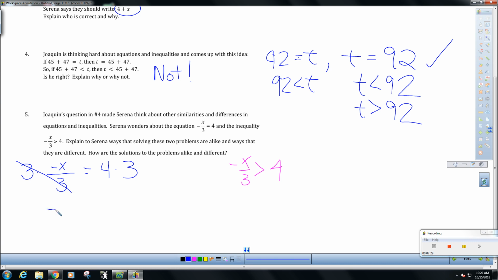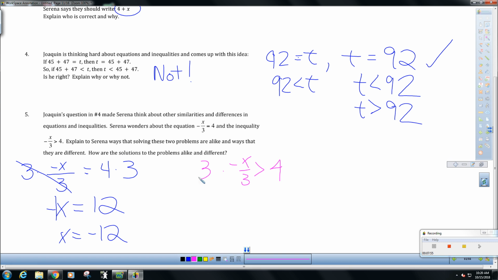Then you get negative x equals 12. Well, there's a 1 there. So just divide each side by negative 1. And you get x equals negative 12. Let's make sure we did that right. Negative 12 divided by 3 is negative 4. The opposite of negative 4 is positive 4. So that is correct.